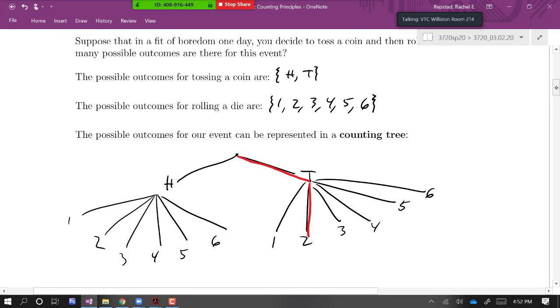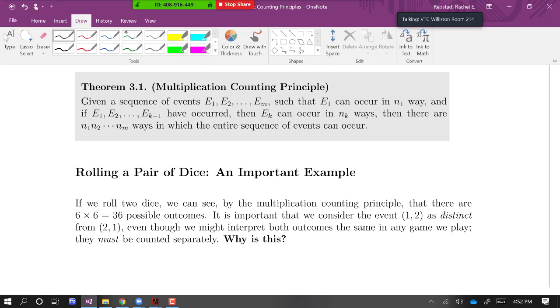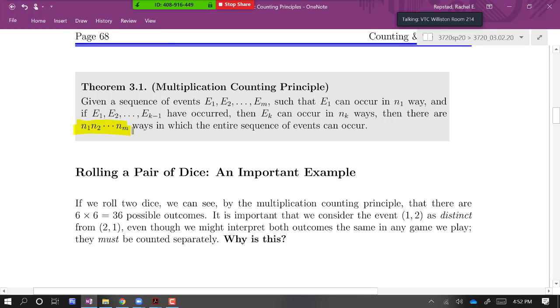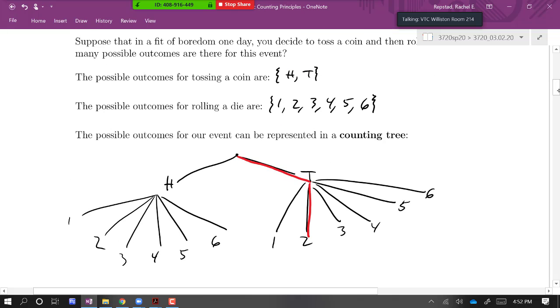And this is an example, or a visualization, of what we call the multiplication counting principle. If we have a sequence of events, E1 through EM, and the first event can occur in N1 ways, the second event can occur in N2 ways, and the third event can occur in N3 ways, once those first events have happened, then the number of outcomes for the whole sequence is you just multiply the number of ways each of those individual events could have occurred. And that's what we get here. There are 2 ways for the coin toss to come up, 6 ways for rolling the die, and so the total number of outcomes for the sequence is 2 times 6, or 12.